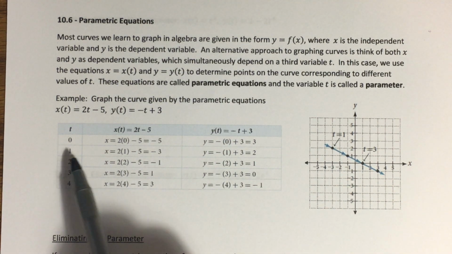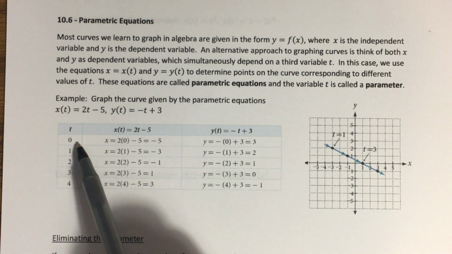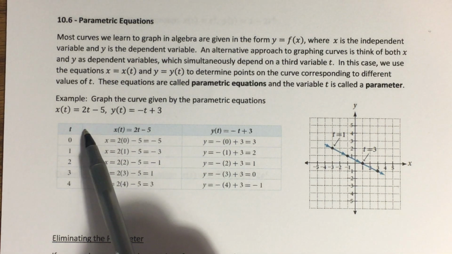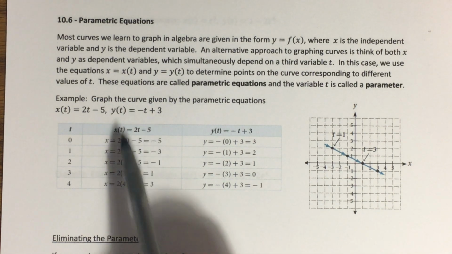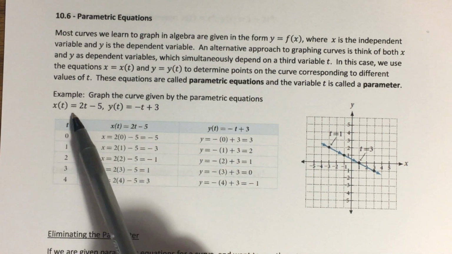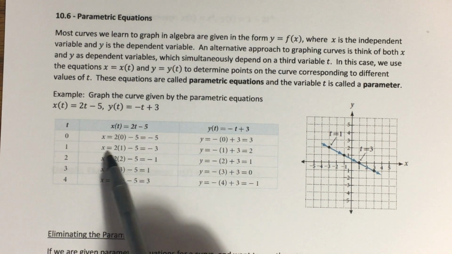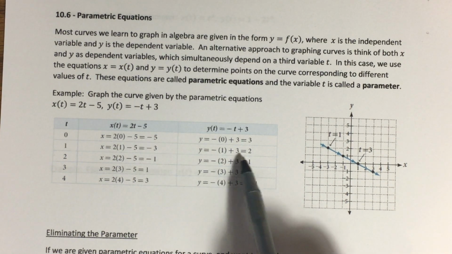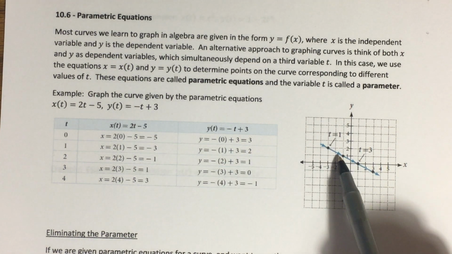Then you can plug in another value for t. In this table, we plug in integers from 0 to 4, but you can plug in whatever you want for t as long as it's in the domain of these functions. Plug in a 1 to x of t, and you're going to end up with x equals -3. Plug in a 1 for y of t, you're going to get y equals 2. So when t is equal to 1, that corresponds to the point (-3, 2).